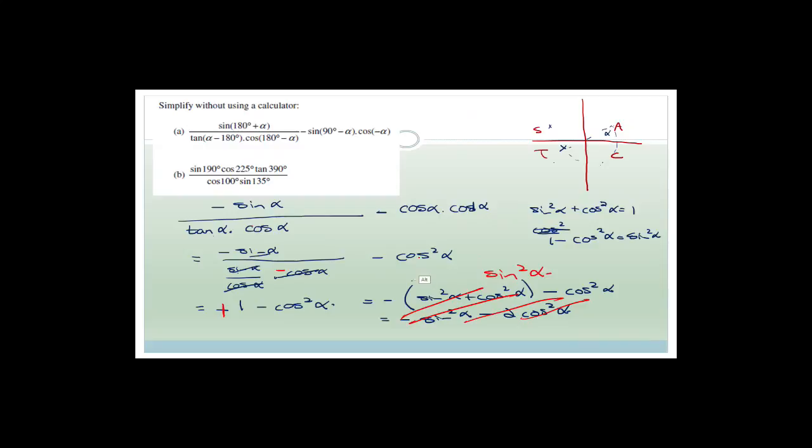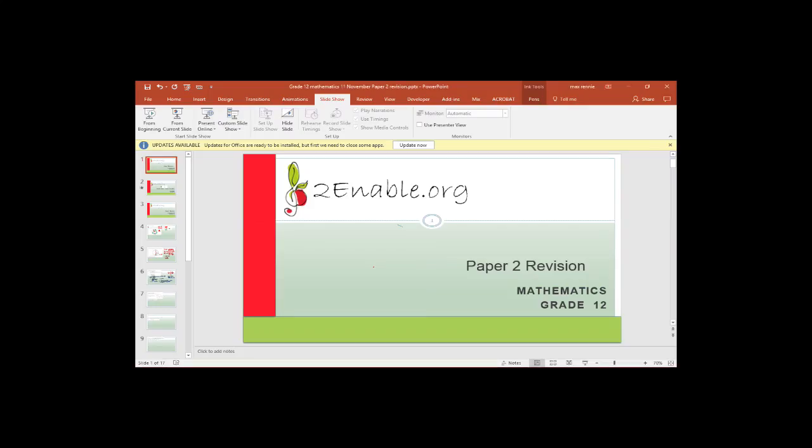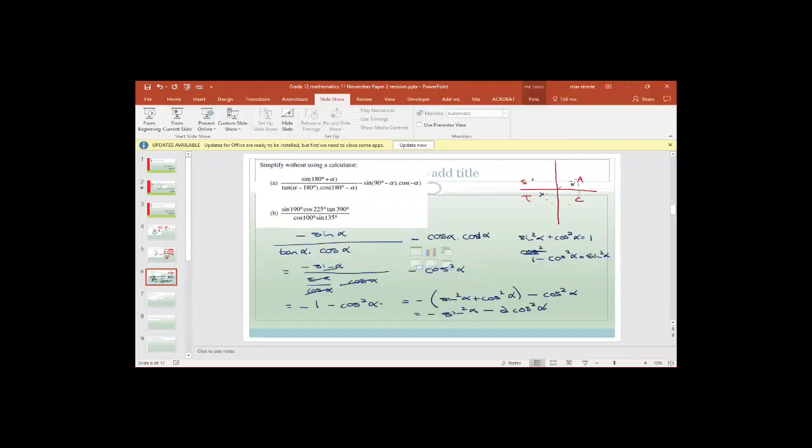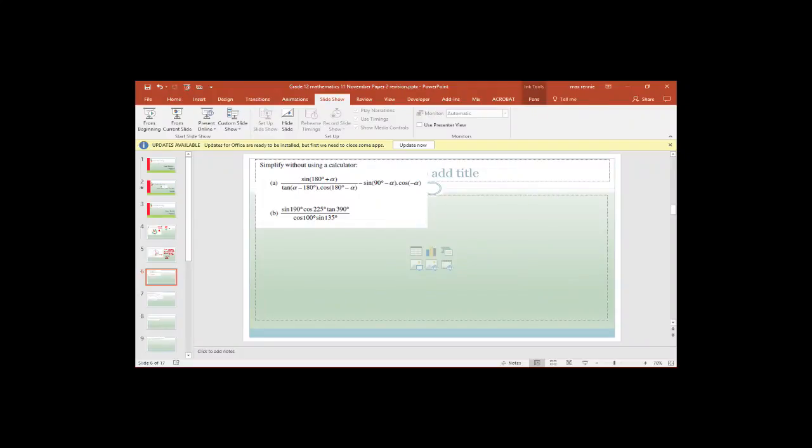Okay, so let's go back here quickly and erase that writing because I need space for the next question. So we can erase all this. Okay, let's do this one.